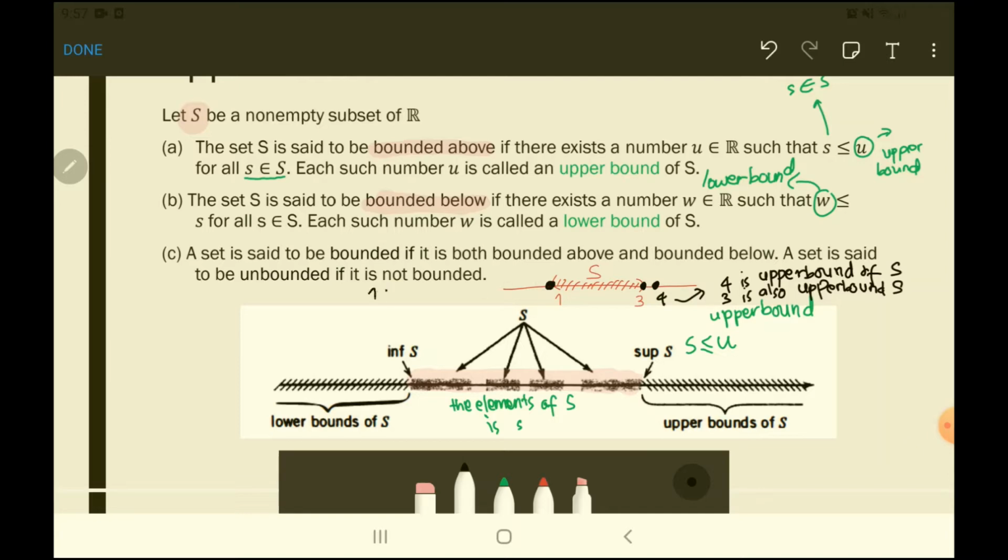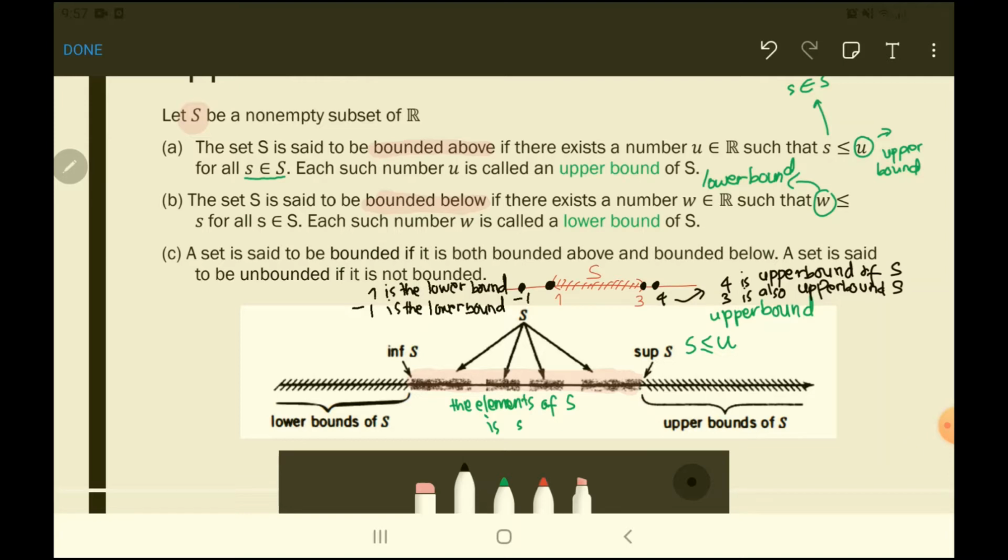So 1 is the lower bound. Why? Because 1 is always less than or equal to all elements of S. Or I can put another smaller value, like let's say -1. -1 is also a lower bound. So it is possible for a set to have lots of lower bounds and lots of upper bounds.